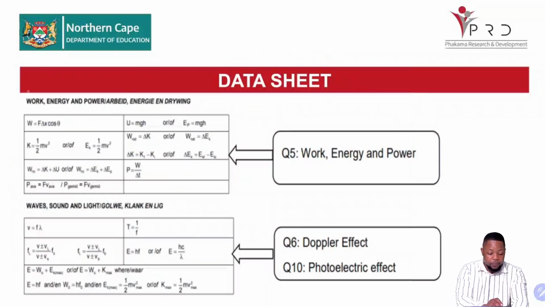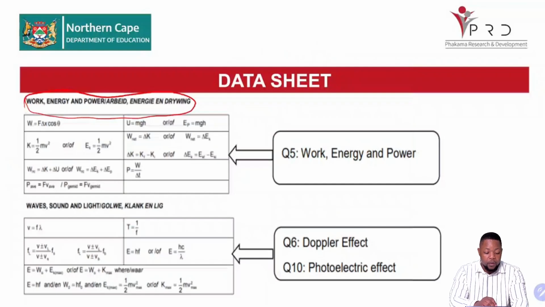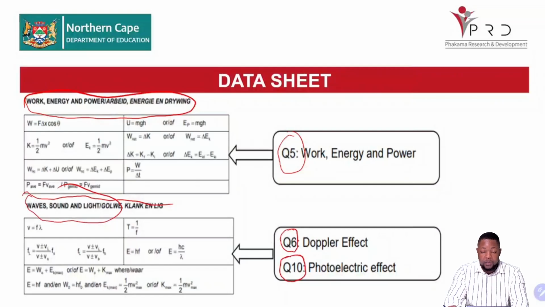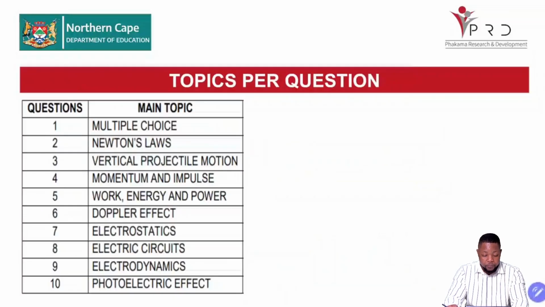Continuing with the data sheet, there is another block where we look at the work, energy, and power. Those formulas are given there. So you should know that that is question 5. Then we have wave, sound, and light. You use these formulas to answer question 6, that is your Doppler effect, and question 10, that is your photoelectric effect. So know your data sheet, know all the formulas, know all the symbols, know all the constants before you sit for your examination.